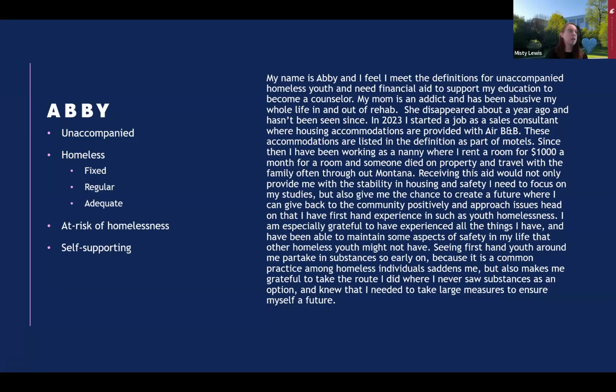And it has to be after July of 2024. So we don't quite have that timeline. Because she says in 2023, she started working as a sales consultant, but then after that, she says she rents a room for $1,000 while she nannies and travels. So on this student, we would likely want to request more of a timeline on where they are at currently and where they have been since July of 2024.